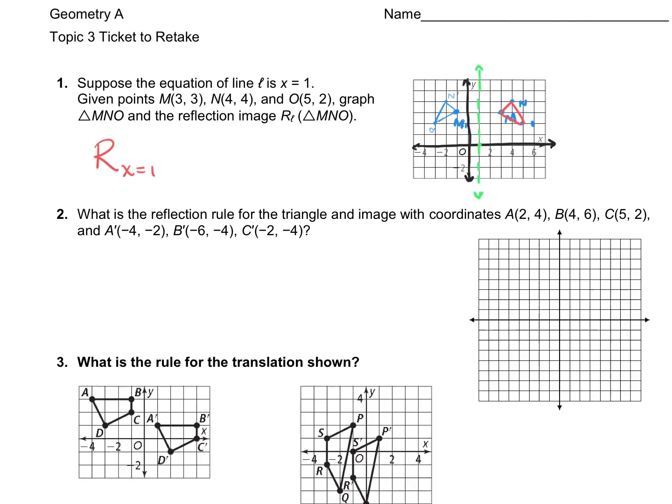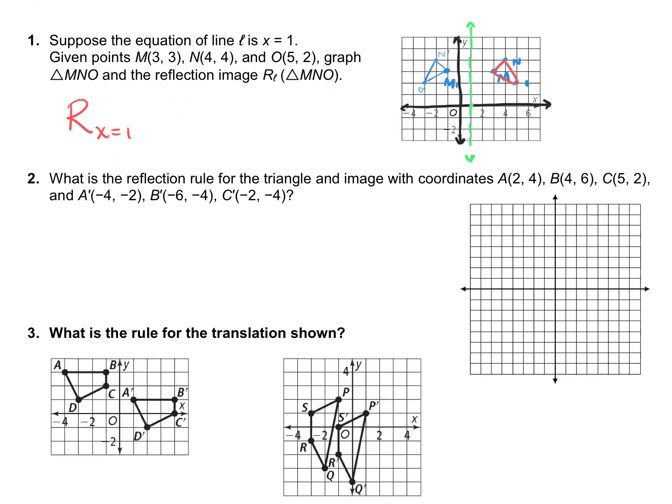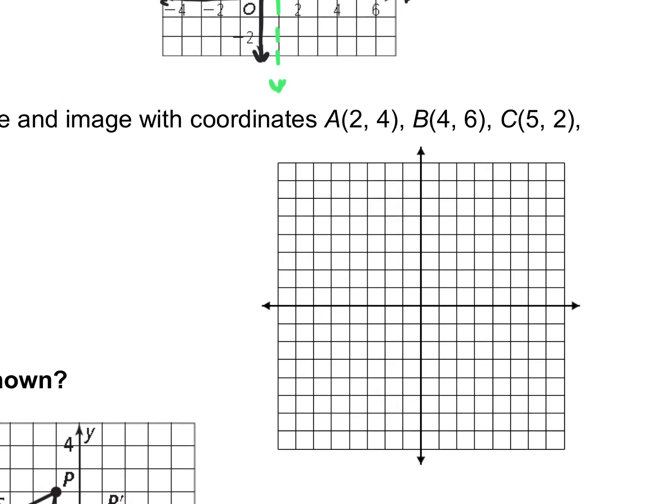All right, so number 2. What is the reflection rule for the triangle and image with coordinates? Here's our points A, B, and C, and then here's A prime, B prime, C prime. So what we're going to do is we're going to draw our triangle ABC. That's our pre-image. Then we're going to draw the image. And once we see the pre-image and the image, we can find the reflection rule. We can find that line that we reflected across. So first, let's start by drawing triangle ABC.